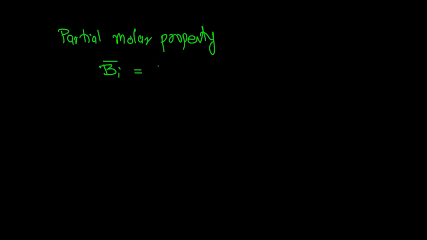So, for mixtures, whenever you have multiple components, you will define a quantity called partial molar property, and partial molar property is defined for any property B as Bi bar, equal to del B by del Ni at constant T, P, Ni star. And if you remember our notation, Ni star means all the Ni's except this i. Okay, and this partial molar property can be any extensive property.